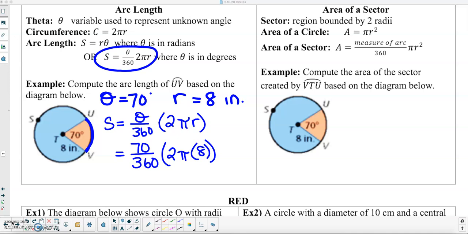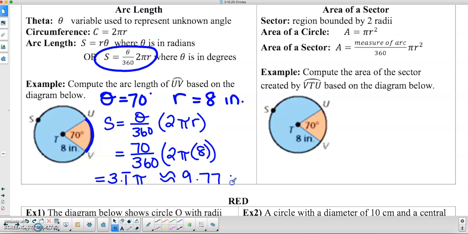Now when you simplify this, the regents may or may not ask you to leave it in terms of pi. If you were to leave this in terms of pi, you would do 70 divided by 360 multiplied by 2 times 8. Overall, that would give you roughly 3.1 repeating, and then keep the pi with it. So that's in terms of pi. If they say to round, then they want you to multiply the pi throughout. So this is roughly 9.77, and keep our units for inches. So for the arc length, it's going to be 9.77 inches, not in terms of pi. Okay, so remember, that is when pi is being multiplied out.